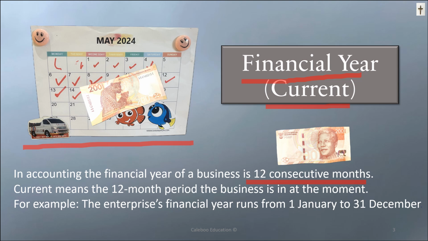You might want to coincide with the tax year, but if you're the owner of the business, you can decide which 12 months you would like your financial year to be. But a financial year is 12 consecutive months.